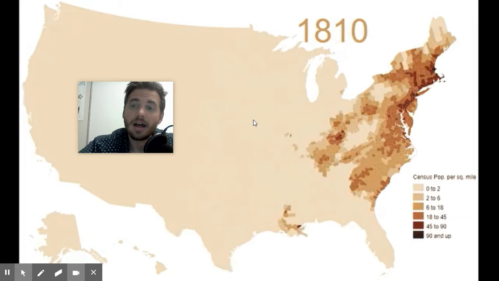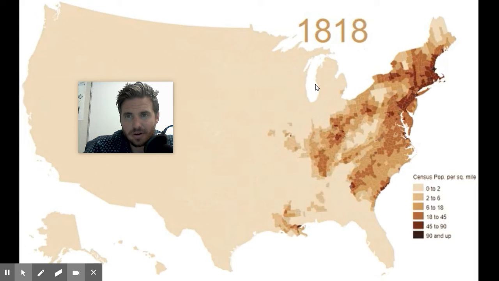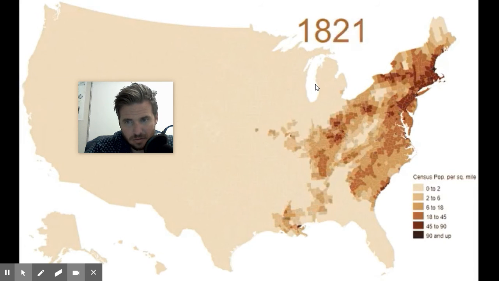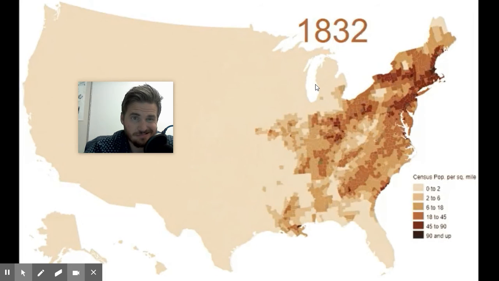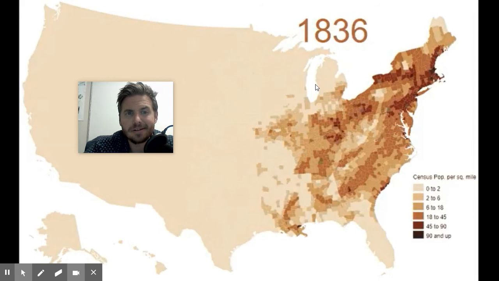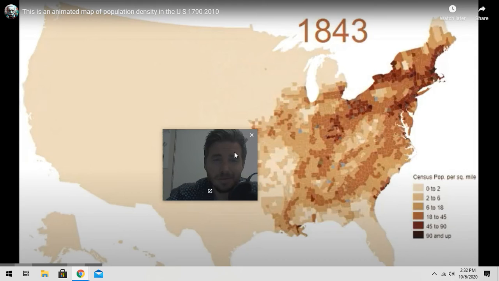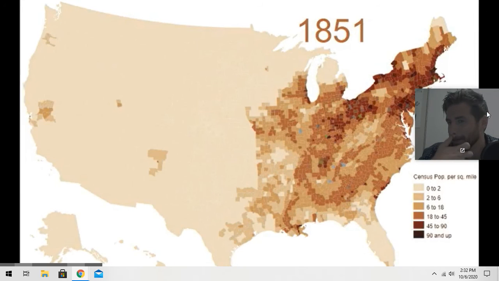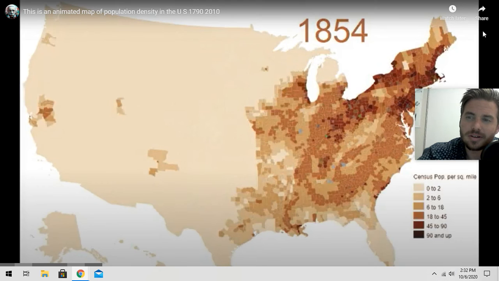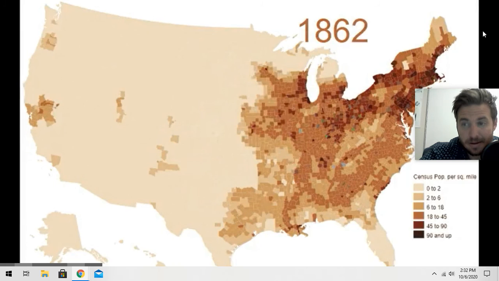Okay, maybe I'm not. All right, so what I want you to see is how the population of the United States changes over time. As you see, the population is condensed to one part of the country. Now, this can't be the case forever, right? Well, this may surprise you. Maybe not. Maybe you know all this already, and I'm just being facetious. But I want you to see how the population is what it is and why it is that way.